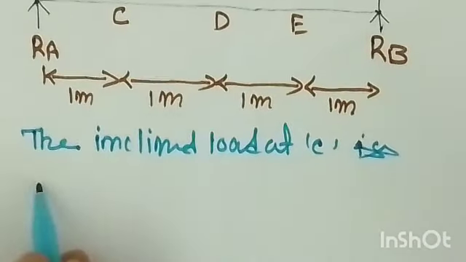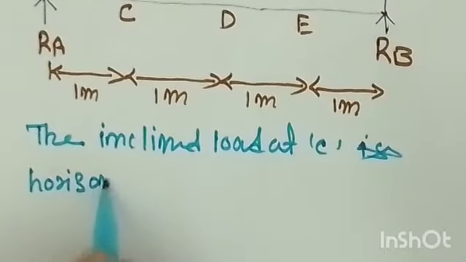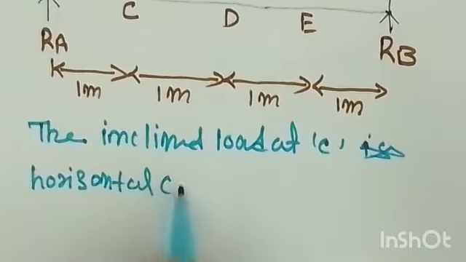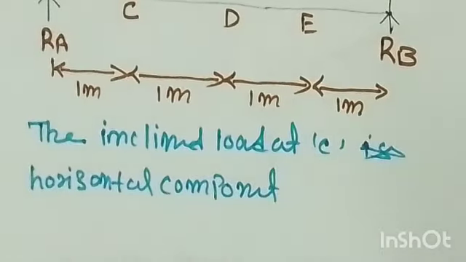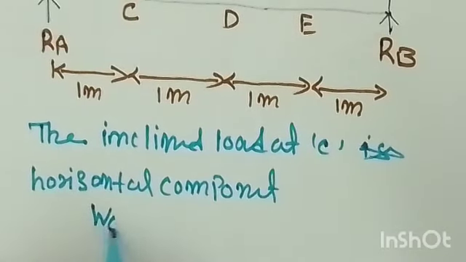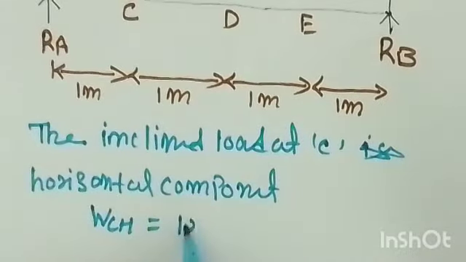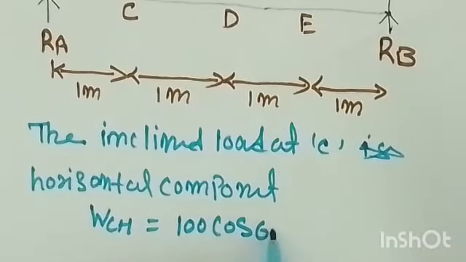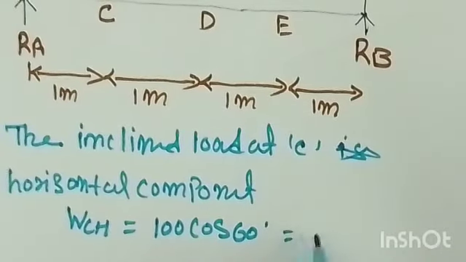At C, the horizontal component of an inclined load is what? Let's say this is WCH, and W is 100, so it is 100 cos 60 degrees. So this value will come as 50 Newton.